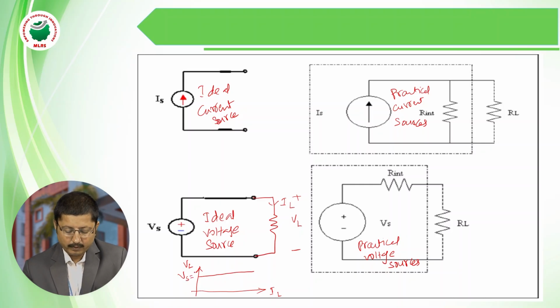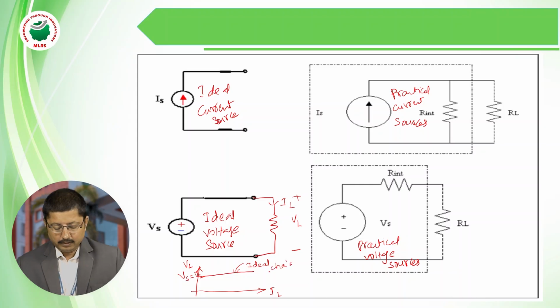Therefore VL is equal to Vs, that is, load voltage is equal to source voltage. Irrespective of the load current, even if the current is increased, it is not a problem. The voltage is maintained constant across its terminals. Such a source we call an ideal voltage source, and such characteristics we call ideal characteristics.